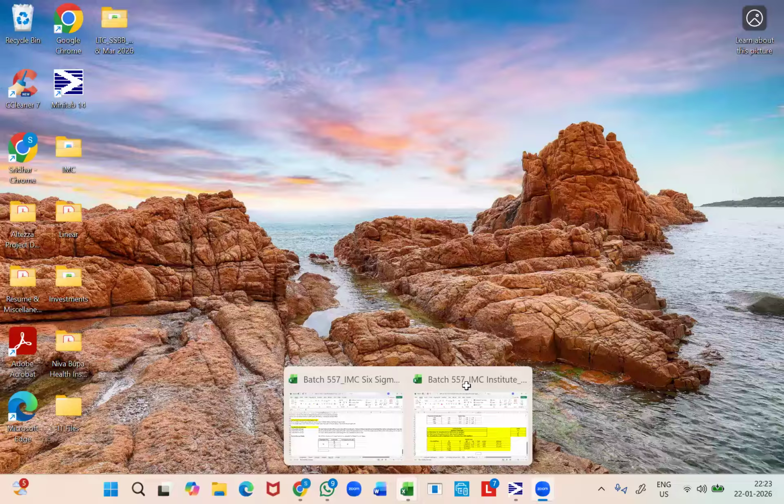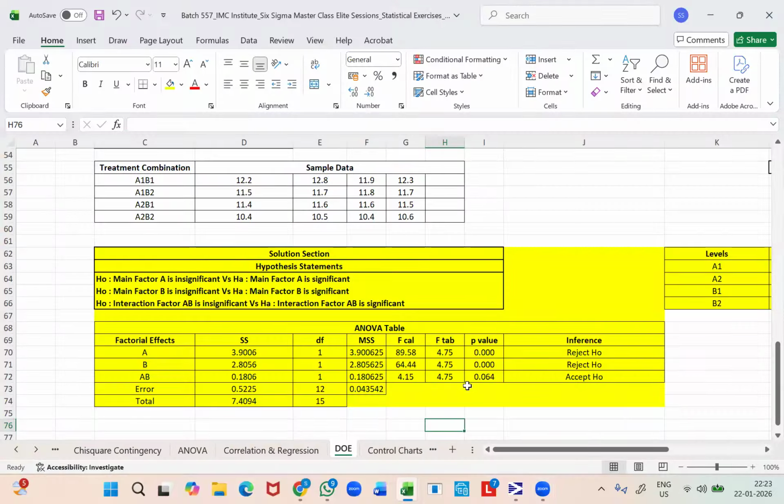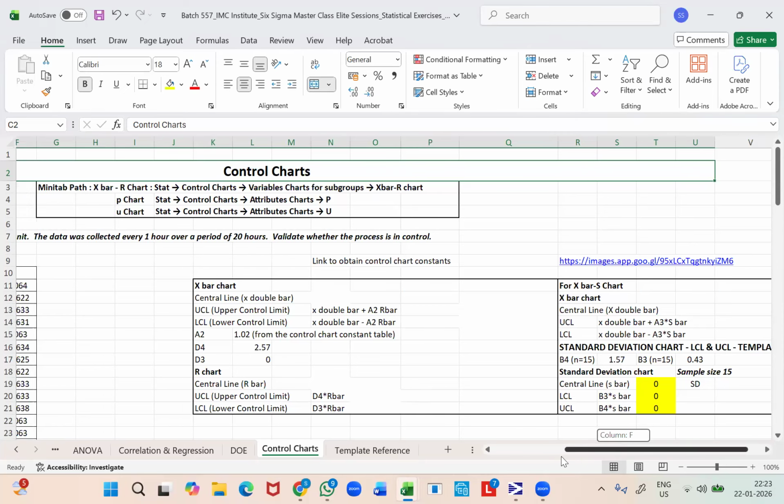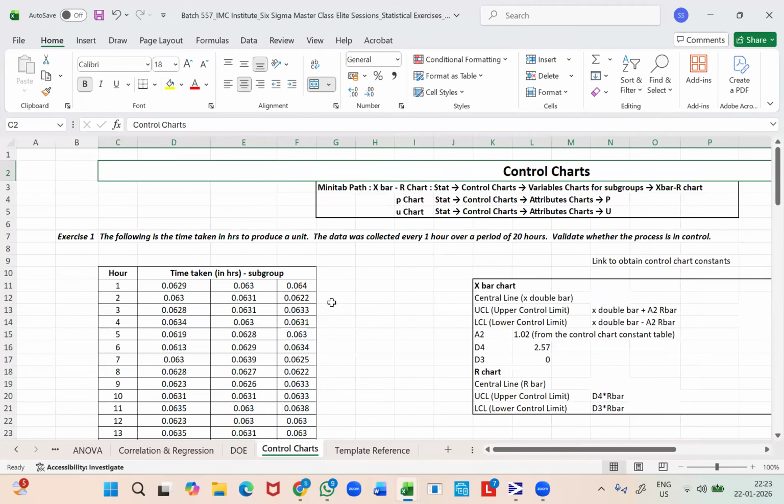Hello friends, I'm back. Hope you're all back as well. So let us continue. So let me just share my screen. So we are going to look at the final set of exercises that we have under control charts. So this is the final sheet in the exercise file. After that, we have the template reference sheet. So we look at some 3 exercises under control charts. And then, as I told you, we will have the final assessment conducted for the black belt certification.